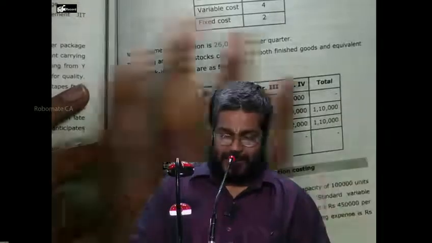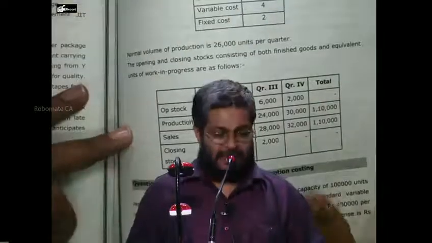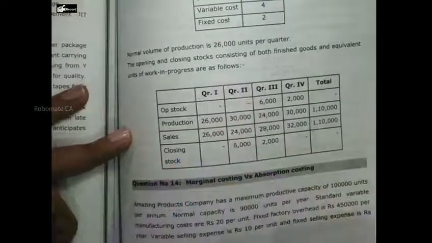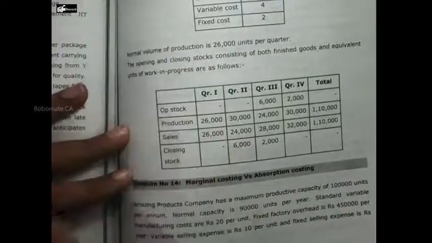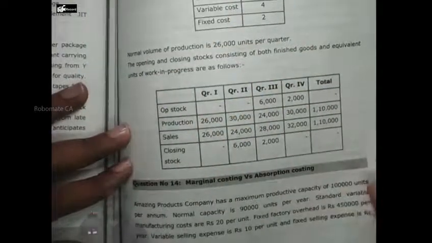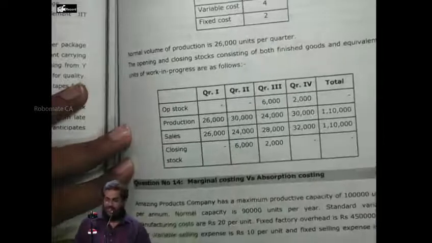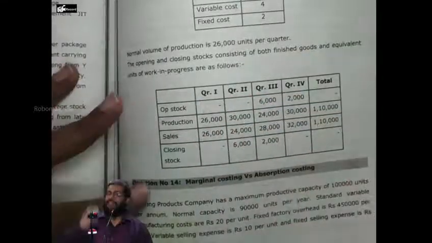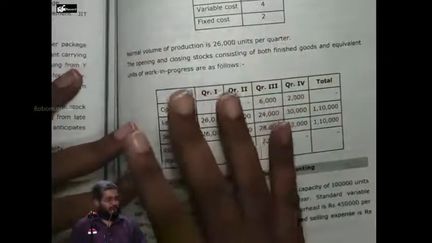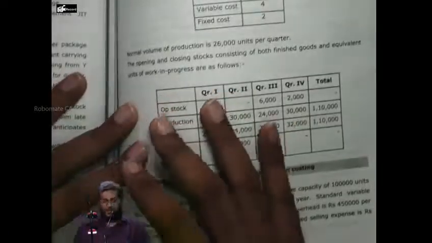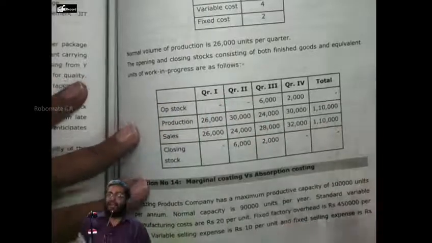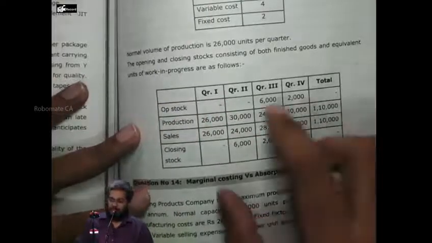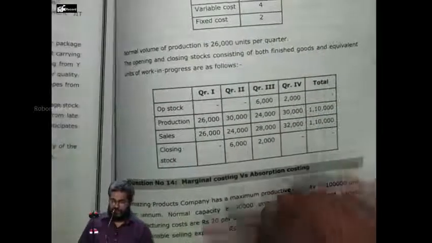Question number 13. The chapter is Strategic Cost Management, in which one of the issues discussed is absorption costing versus marginal costing versus throughput costing. About throughput costing, we'll discuss at that time. We are discussing now absorption costing versus marginal costing. Question number 13 deals with absorption costing versus marginal costing. Let's take that particular sum. Take question number 13 in that chapter.